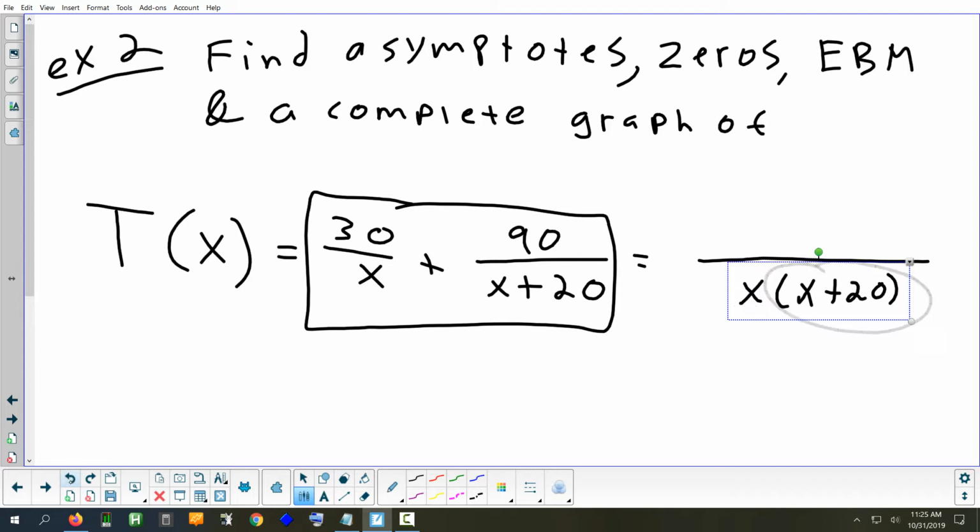So what am I going to have to do in the top and the bottom here? Eric? On the first one, you have to multiply by x plus 20. Yep. Multiply by x plus 20. Now, we'll do that. Well, we could do it right now. 30x plus 600.